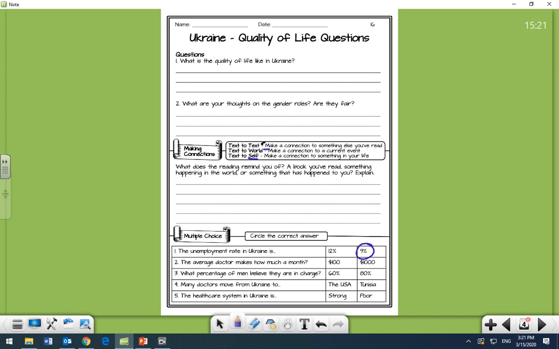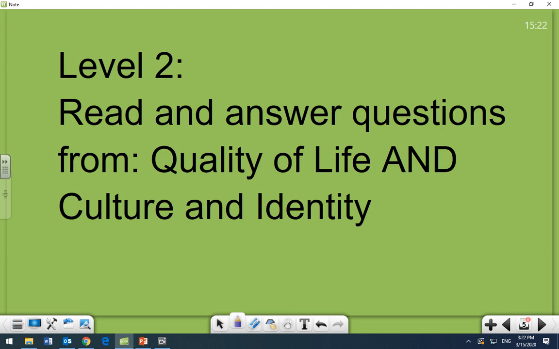So that's level 1. If you're only doing level 1 of the challenge, I just want you to take a picture of your question page and send it to me on Class Dojo. Now, if you're up for a challenge and you're going to do level 2, you need to read and answer questions from Quality of Life and the next section, which is Culture and Identity. Remember that Quality of Life, everyone has to do, but level 2 and level 3 challenges are optional. You will get bonus points on Dojo if you do them.